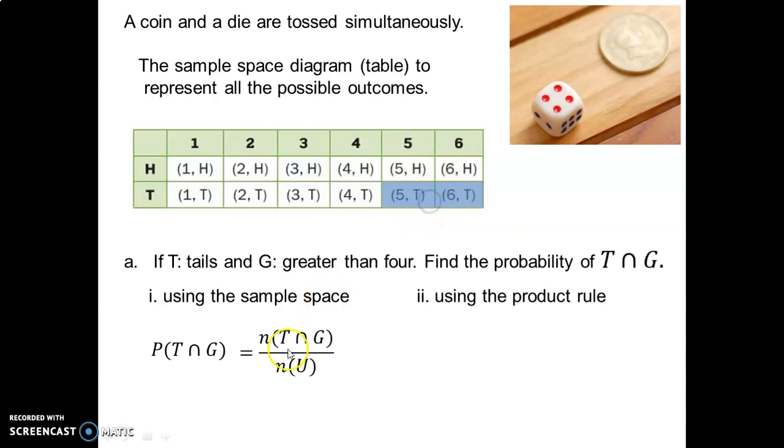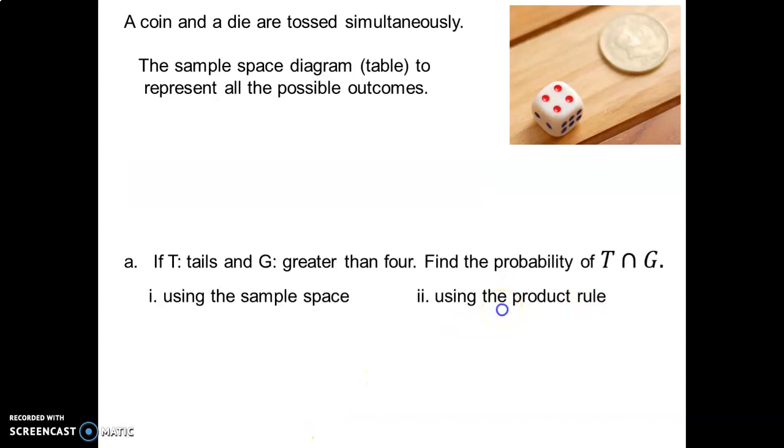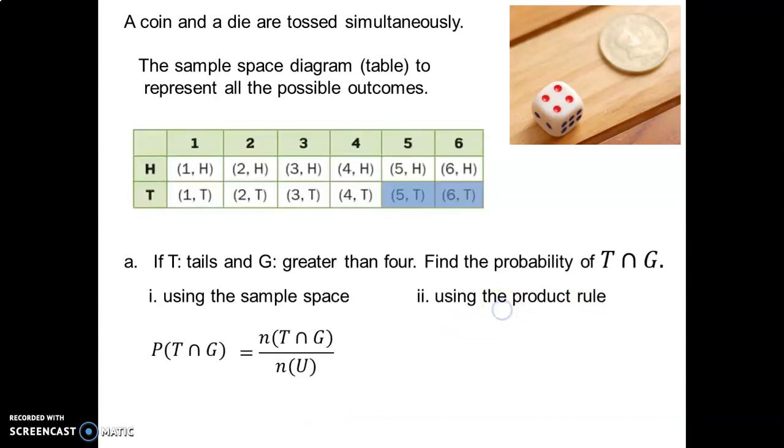So the number of ways of getting that is 2, and all the possibilities is 12. So 2 out of 12 is that, or 1/6. Now let's look at using the product rule. Okay, so now looking at the product rule, let me jump ahead to there.